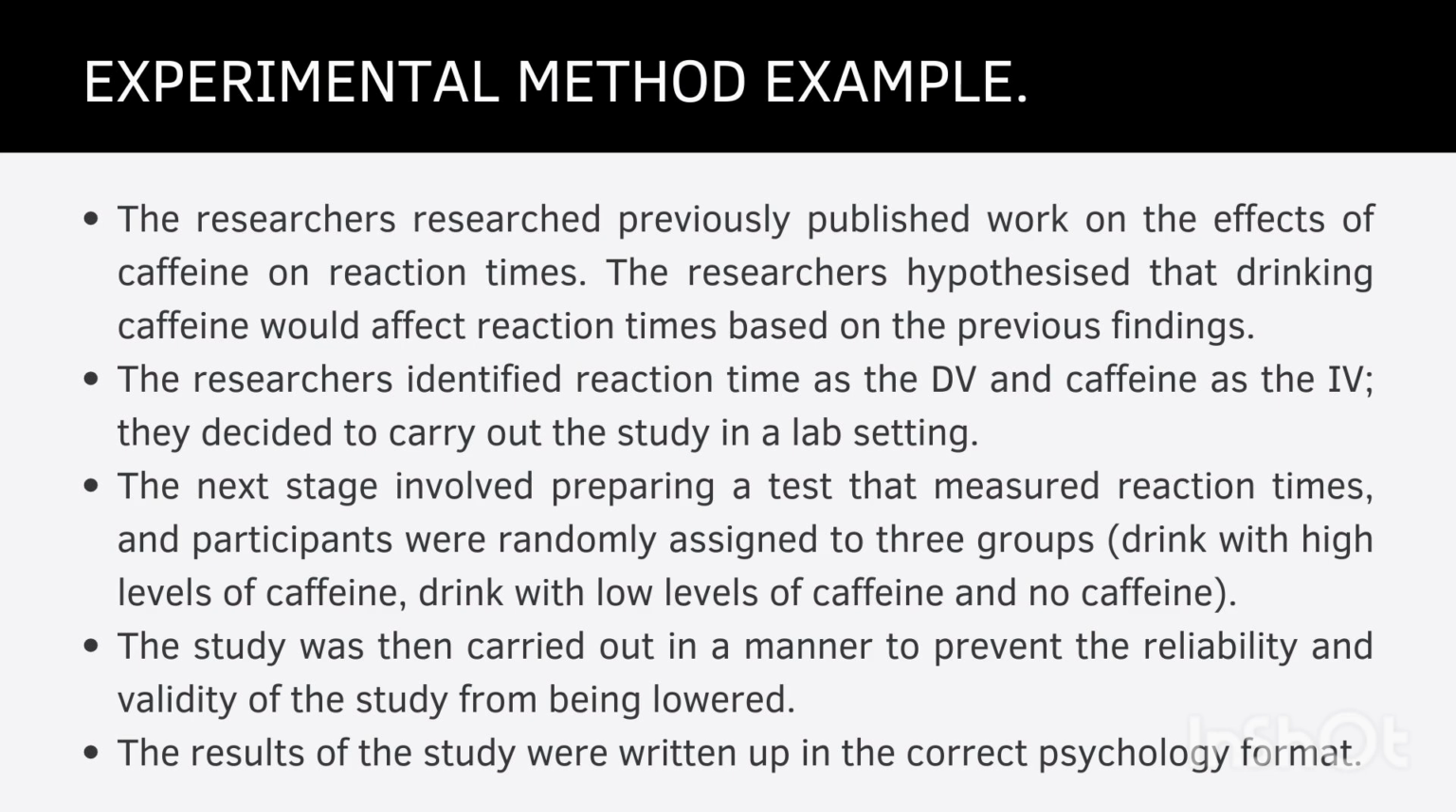The next stage involved preparing a test that measured reaction times, and participants were randomly assigned to three groups: drink with high levels of caffeine, drink with low levels of caffeine and no caffeine. The study was then carried out in a manner to prevent the reliability and validity of the study from being lowered. The results of the study were written up in the correct psychology format.